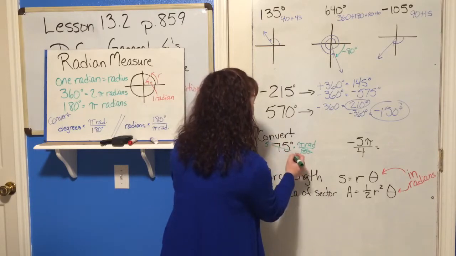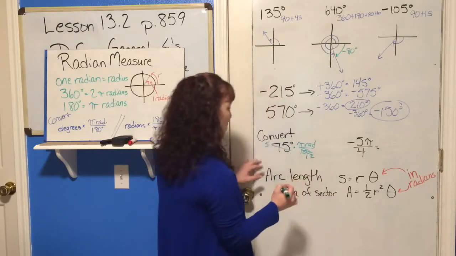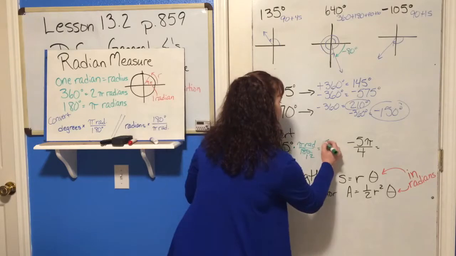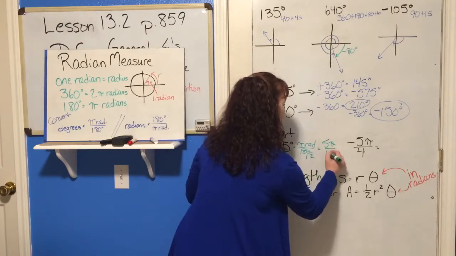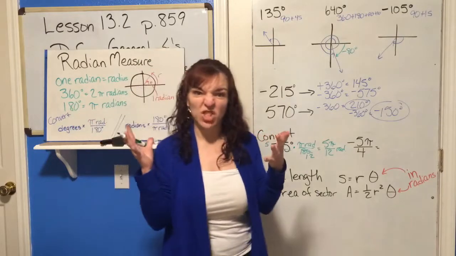75, 25, 25. 5 and 12. That's right. Okay. So then when I multiply across, 5 pi over 12 radians. And that's all we do. So just use that conversion.